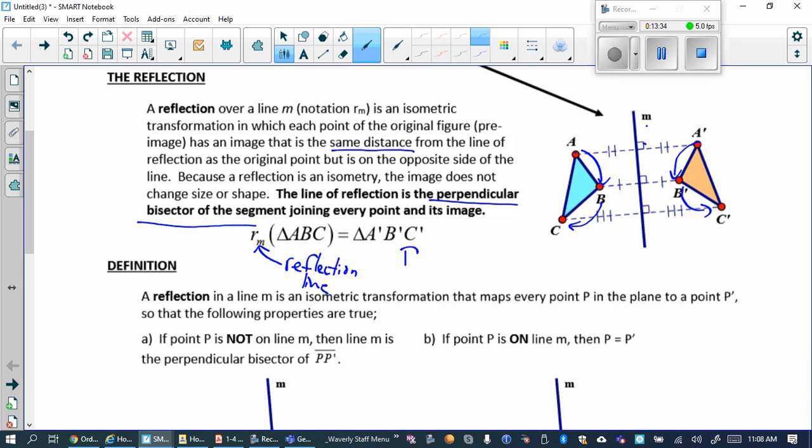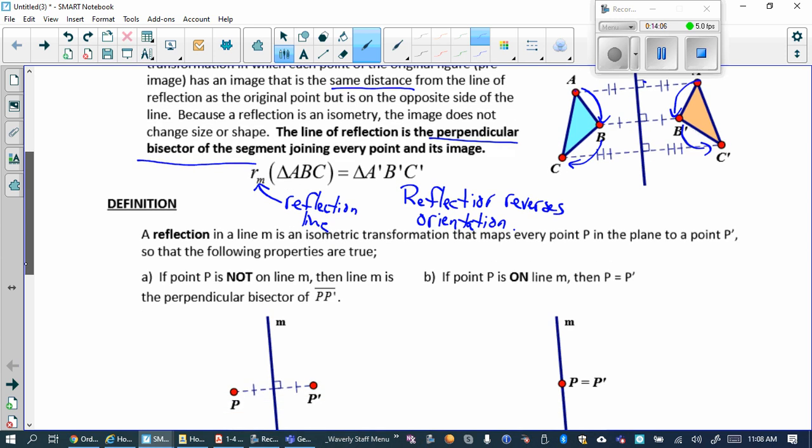So a reflection reverses orientation. Because there are going to be times when it's hard to tell whether this was a reflection or a rotation. If you want to know for sure, take a look at the orientation. Are you reading the letters around the opposite way from the original one? If you did, it's a reflection. If not, it's probably a rotation. That makes sense? We're not going to get through all this.